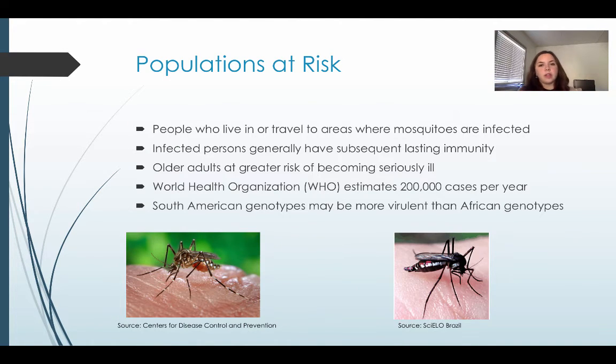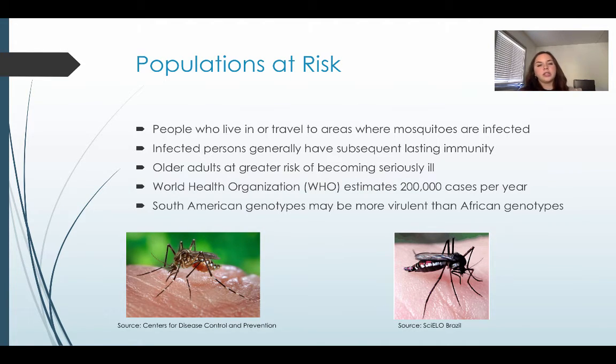So populations at risk are primarily people who live in or travel to the areas where the mosquitoes are infected. So again, these are the areas in Central and South America as well as parts of Africa. Infected persons, however, generally have a subsequent lasting immunity to the disease after they are infected. So typically people who recover from the initial form of the disease are immune to it for the rest of their lives. Older adults are at greater risk of becoming more severely ill with the more severe symptoms, and this is simply due to their weaker immune systems.